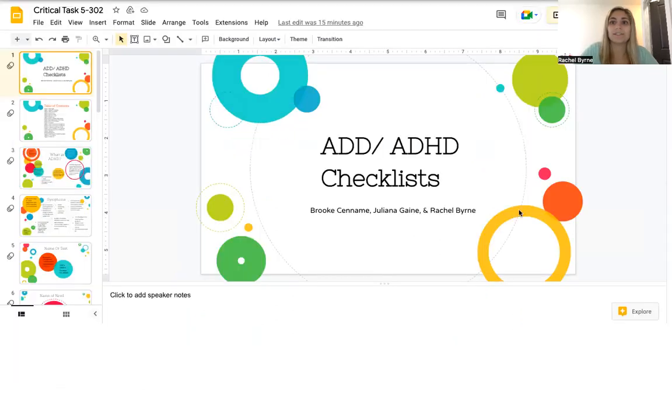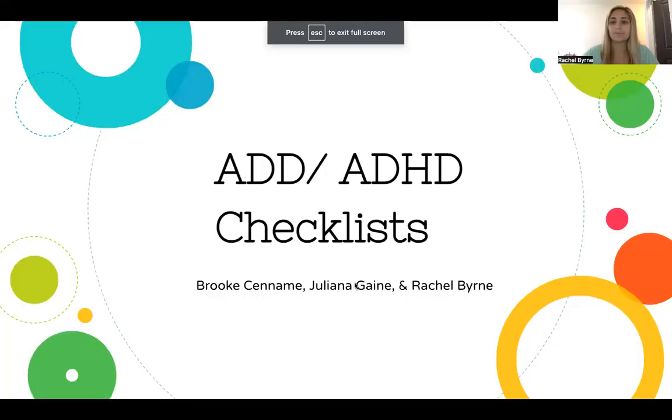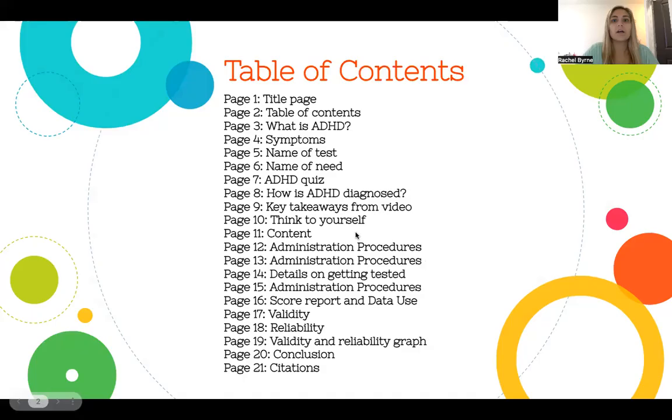So let me just present my screen. First I have the table of contents, a little overview of everything. I have the title page, the table of contents, what ADHD is, the symptoms, the name of the test, and then the name of the need and an ADHD quiz to figure out if you have ADHD, and then how ADHD is diagnosed, and then some key takeaways from the video.